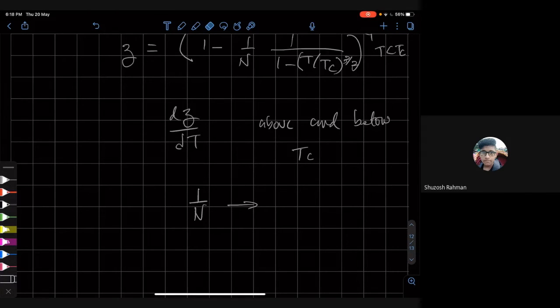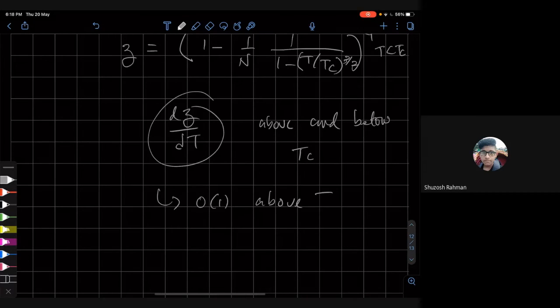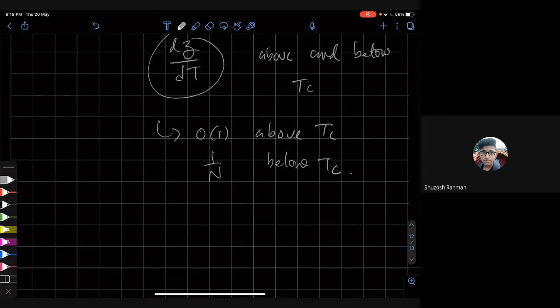Hang on. Right, sorry. So the idea is, the derivative is of order 1 above tc. So this guy is of order 1 above tc, and it is of order 1 over n below tc. So as you see, as n goes to infinity, this goes to 0. So if n was not infinite, then these two things would be smoothly joined at t equals tc.